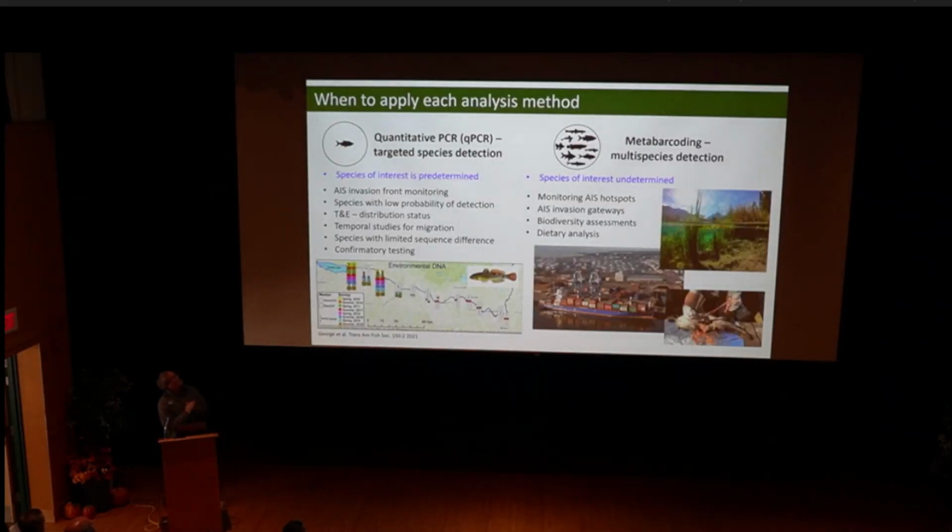We can compare and contrast that a little bit here. So quantitative PCR, the main thing with it is the species of interest is predetermined. You have to know what you're looking for because you're designing those assays for a specific organism. Right? So we use that a lot for AIS monitoring, but it's generally used to monitor for something we know is already there. It's an invasion front.